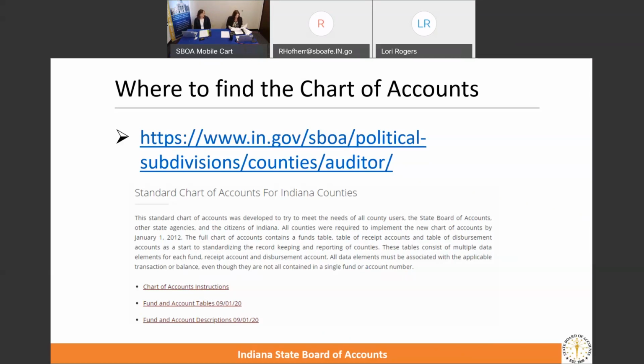Is it a local authority fund? Is it a remittance fund? Those kinds of things. So this is really, really helpful. But the one that I find the most helpful is your fund descriptions, because if you're going to call me and ask me what you can use a fund for, this is the first place I go.